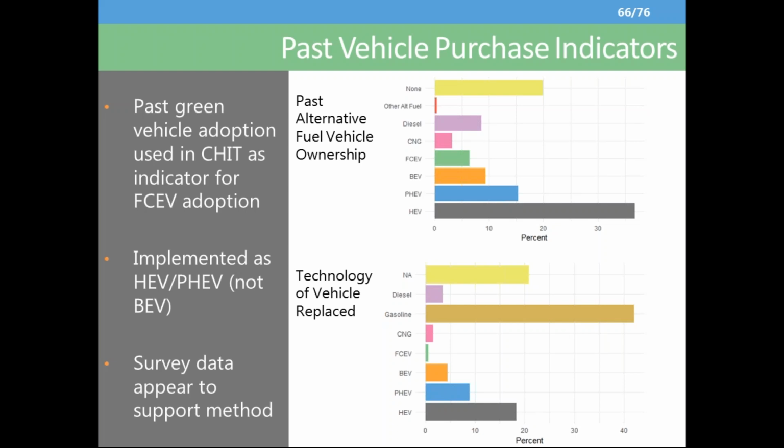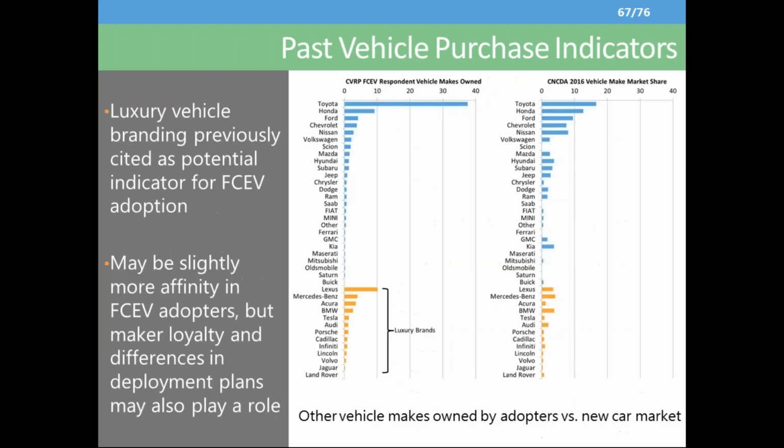And again, it's a similar story if we look at the technology of the vehicle that was actually replaced. If people bought their fuel cell vehicle to replace another vehicle in their garage, of course, gasoline vehicles were the most common, but then after that, hybrid and plug-in hybrid over BEV. So it seems pretty reasonable to use those two instead of the three green vehicles together. Next slide.